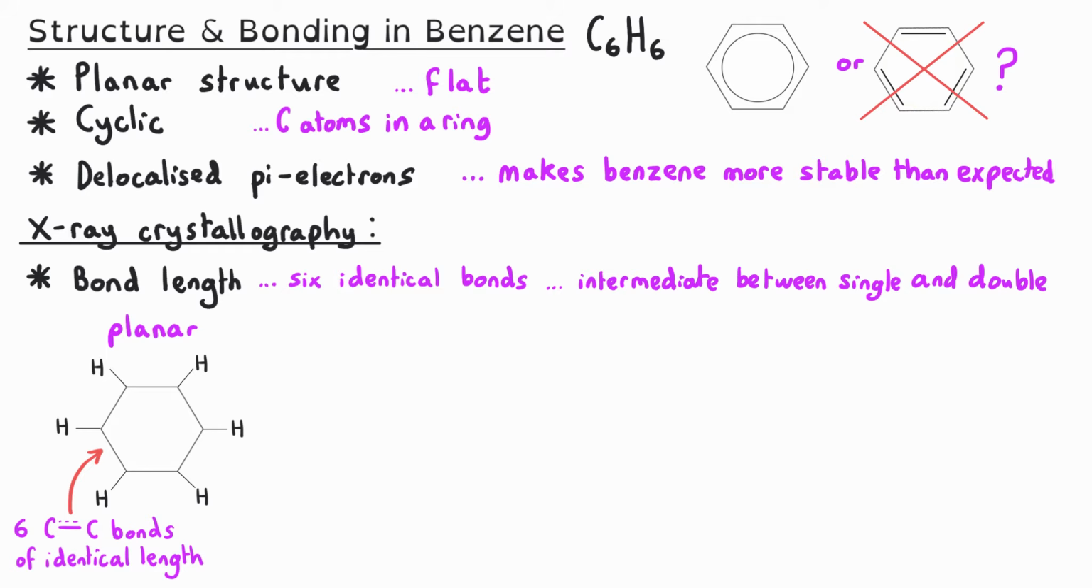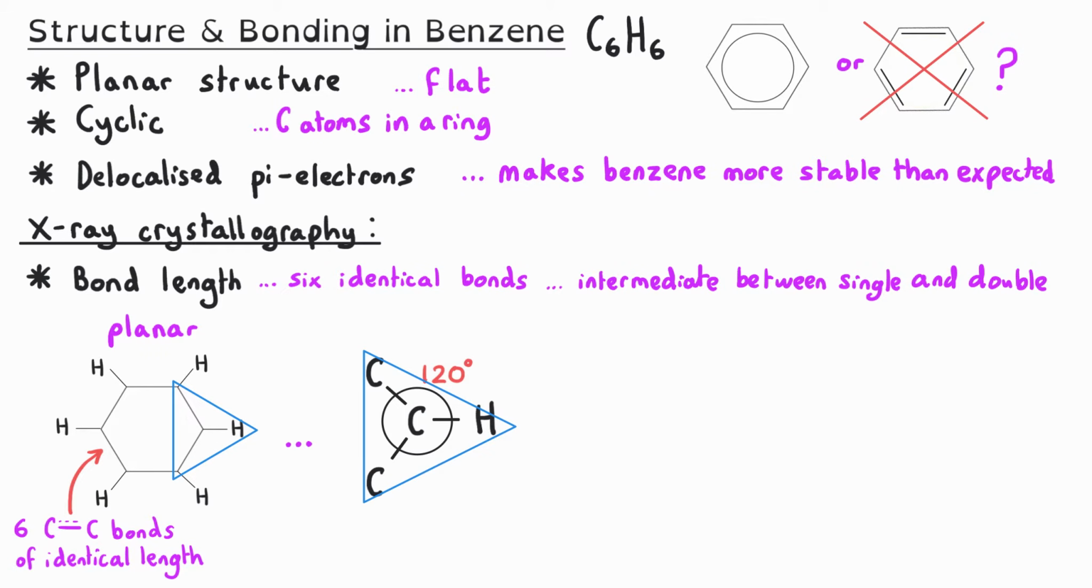And then because we've got 3 clouds of electrons around each carbon atom, that means the bond angle between each of these bonds in the 3 would be 120 degrees. And that's what I'm showing here in this enlarged section of the benzene ring. 120 degree angle between the C to C bond and the C to H bond, etc.